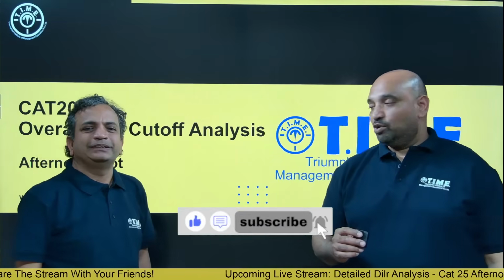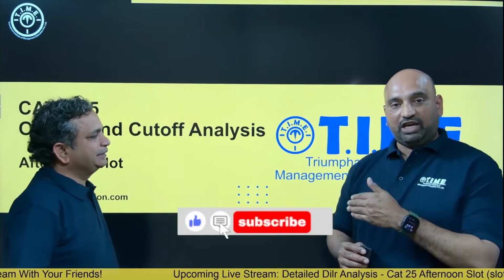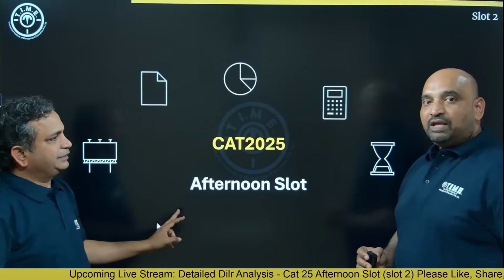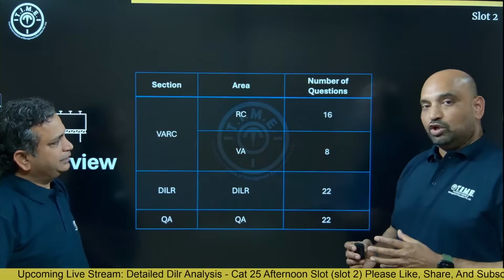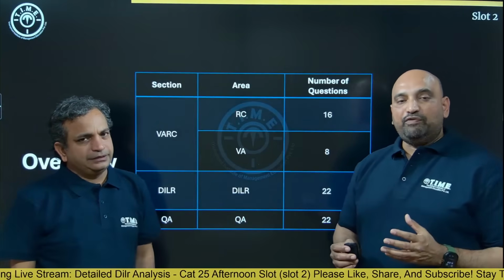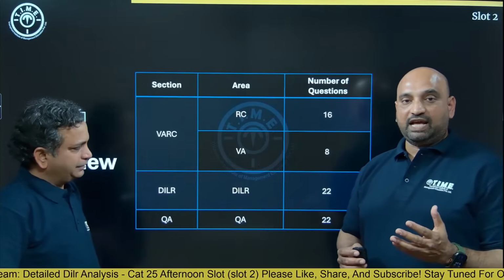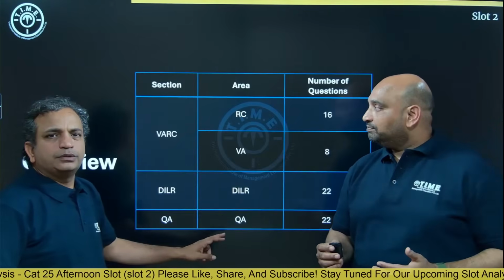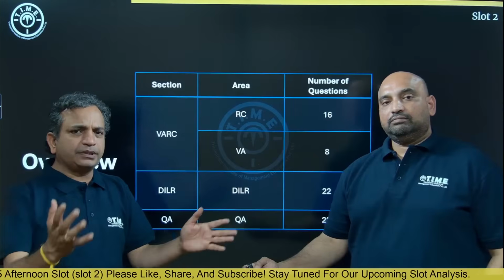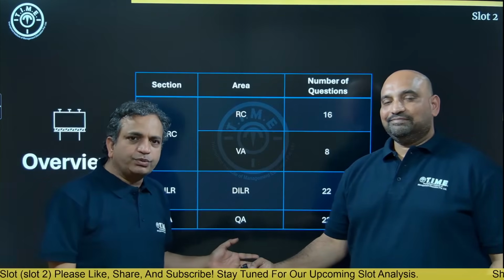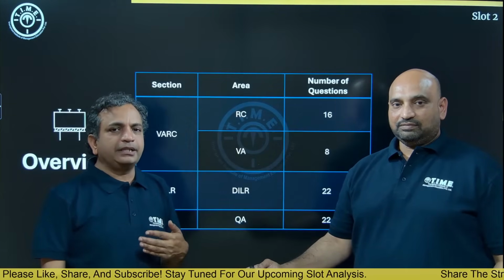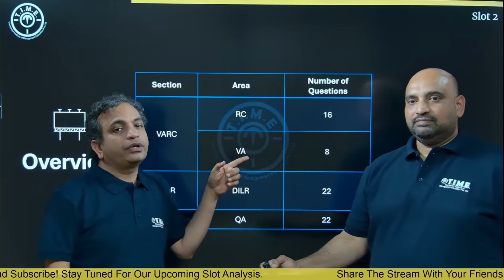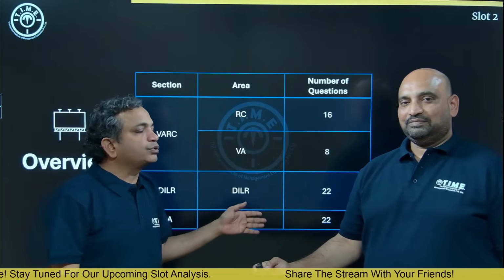Good evening, friends. Let's quickly look at the overall and cutoff analysis for the afternoon slot. We'll start with the overall weightage of the paper and how it looked. The afternoon slot followed the norms. It had 24 questions in the VARC section, 22 questions in DILR, and 22 questions in the Quant section. And this is the way the breakup looks. Overall, in terms of the number of questions, as we were saying in the earlier videos too, there was no surprise for the students. 68 questions last year, and it remained at 68 this year too. Last year, remember, the number of questions went up by 2 from 66 the year before in CAT 23. So number of questions wise, there was no surprise for the students.